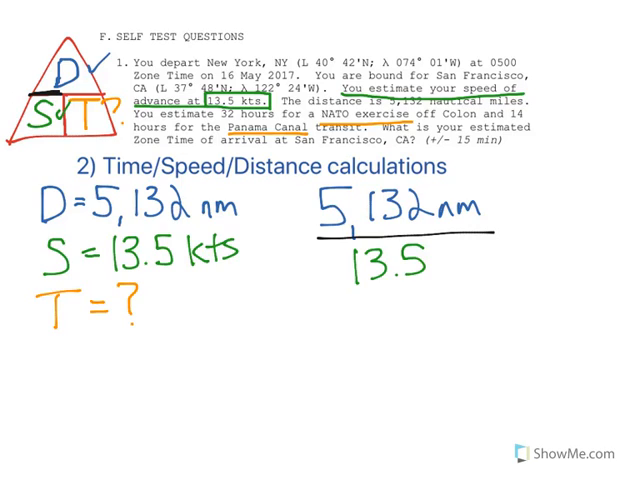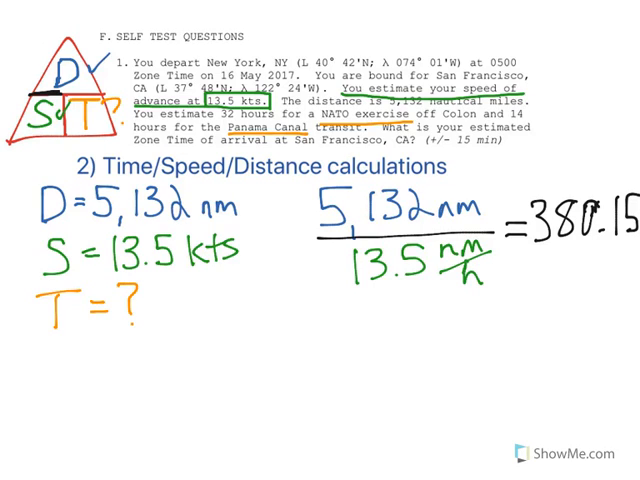And to save us in the future, I'm going to write that as nautical miles per hour, because 1 knot is 1 nautical mile per hour. We punch that into our calculator, and we get 380.15. And as you can see, I had rounded that to the nearest hundredth as well.